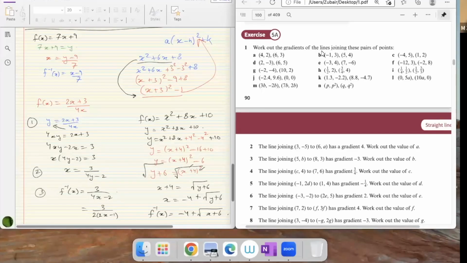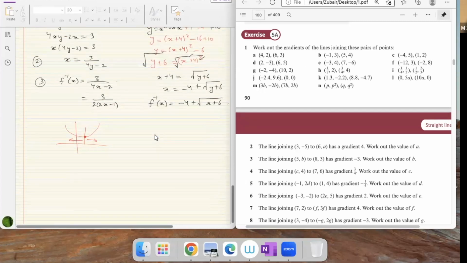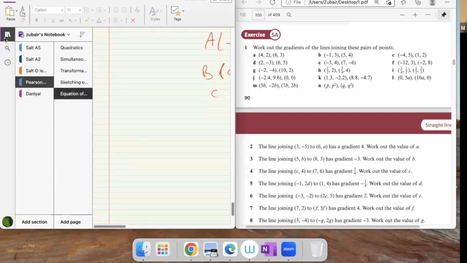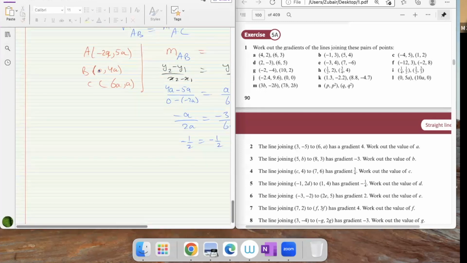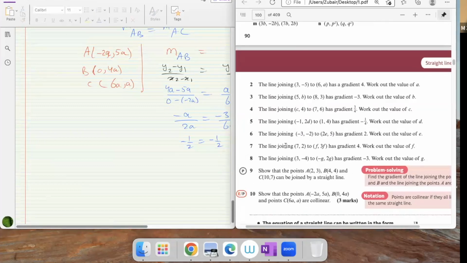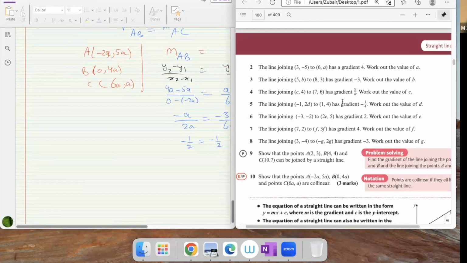Work out the gradients of the line joining these pairs of points. So simply, y2 minus y1 over x2 minus x1. So we did a few questions from these. Let us choose one more. Let's try question number 6.